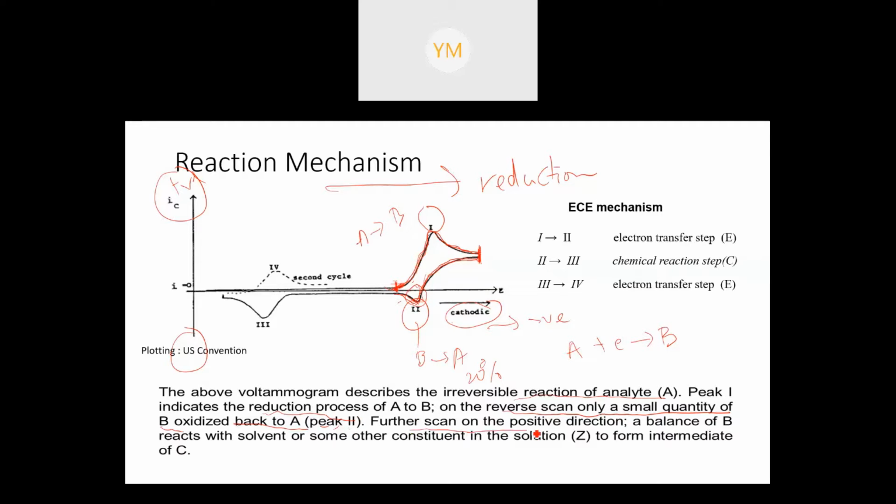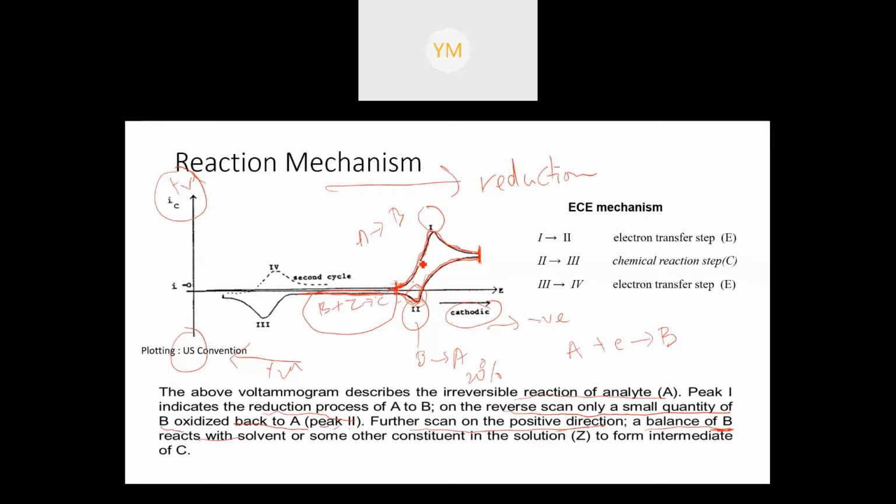Further scan in the positive direction, the balance of B, which has already changed to a new product, an intermediate, reacts. Here there is no electrochemical reaction, but B reacts with the solvent, for example Z, and it will produce C. This does not involve electron transfer, so there is no current.